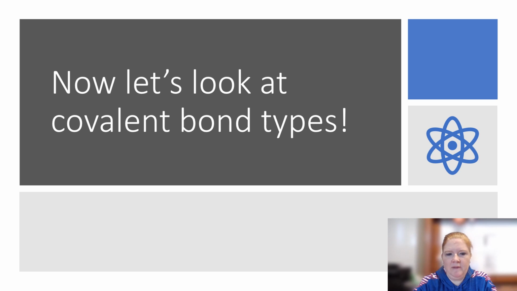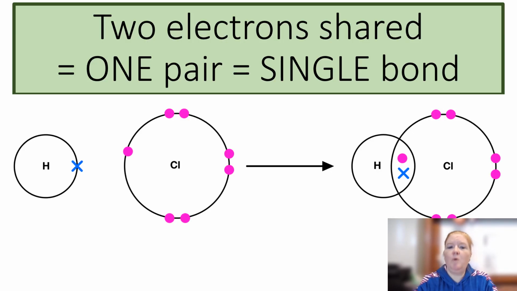So now let's look at covalent bond types. So we can have a bond where 2 electrons are shared. How do you know how many electrons are going to be shared? Look for unpaired electrons. So if I'm bonding H with Cl, Cl has 7, 1 unpaired. H has 1, 1 unpaired. So I'll be able to pair those two electrons and make a bond. Why are they sharing anyway? Because it's two nonmetals, so it's covalent. So I end up with two electrons shared between them. That's called a single bond, okay?